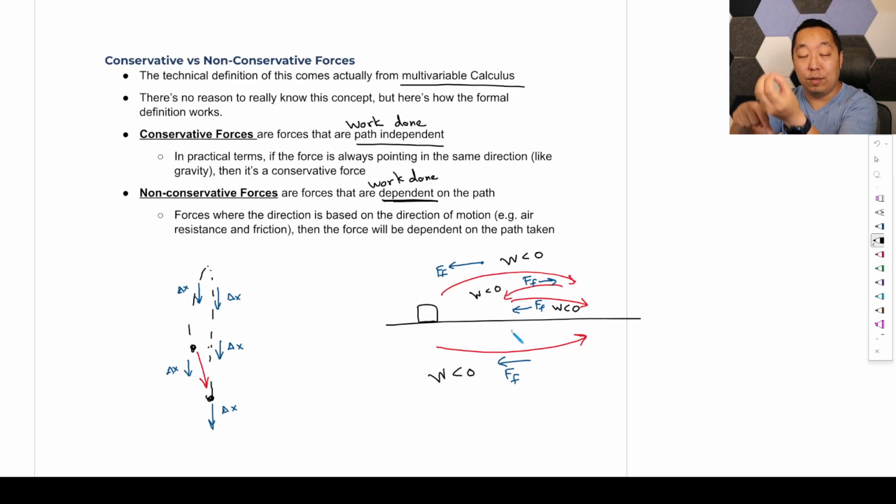When I'm going down, gravity's doing positive work. They somehow cancel each other out because it's the same amount. So all that matters is where I started and where I ended. Okay? Again, not really something you have to know.